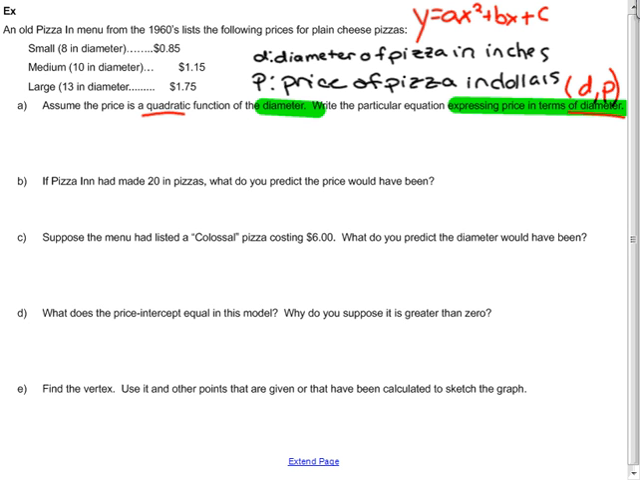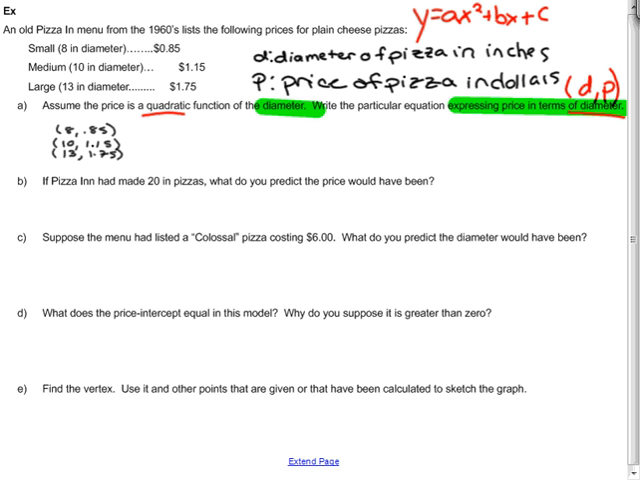So now I have an equation, y equals ax squared plus bx plus c. I have to find those coefficients. I have to find a, b, and c. In order to do that, I have to have a system of 3 equations with 3 unknowns. Because I have a, b, and c to find, I have 3 variables to find, which means I have a system of 3 equations I must set up.